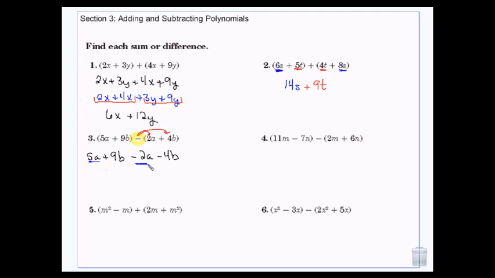Now I can subtract my a's. So 5a and negative 2a is 3a. 9b and negative 4b is 5b. Okay.